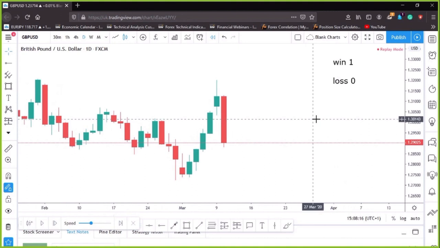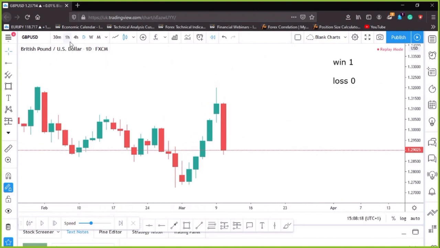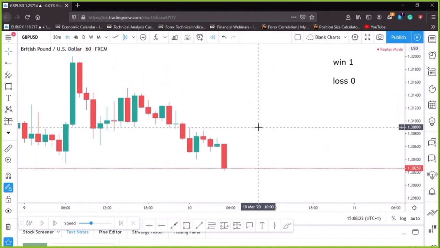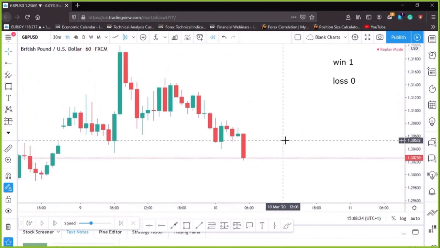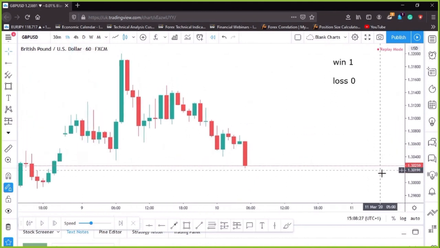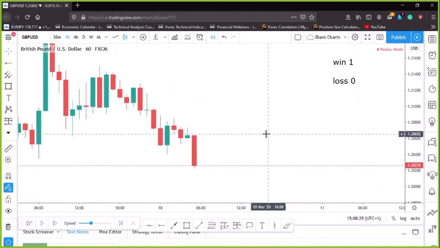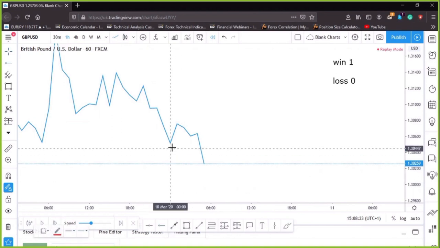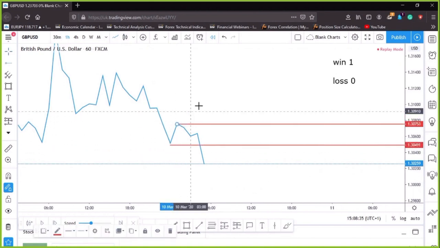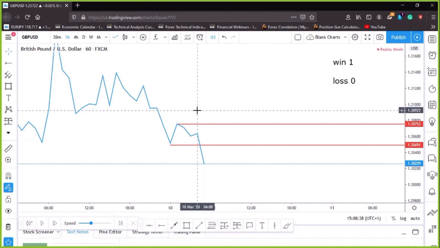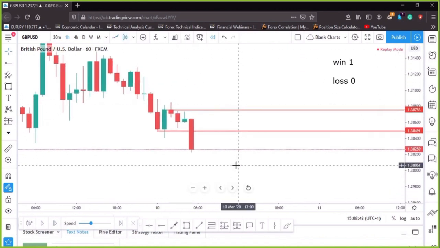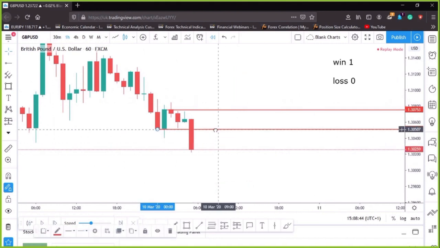One. Going down, yep. Okay, so what we're gonna do now, we're gonna go to the 1 hour. Okay, we're gonna plot support and resistance levels. All right, line chart, support, resistance, simple. Go back to this. All right. Everyone with me so far?